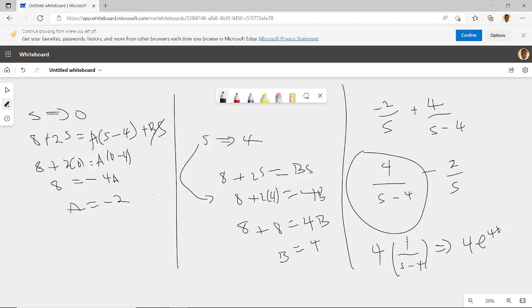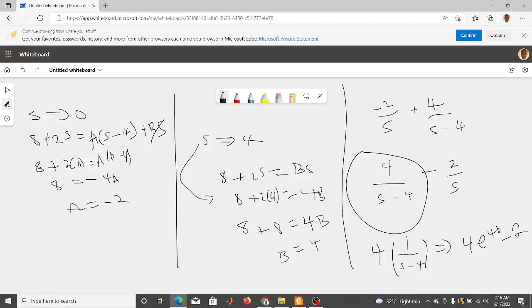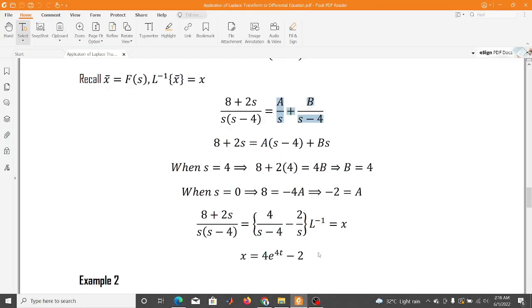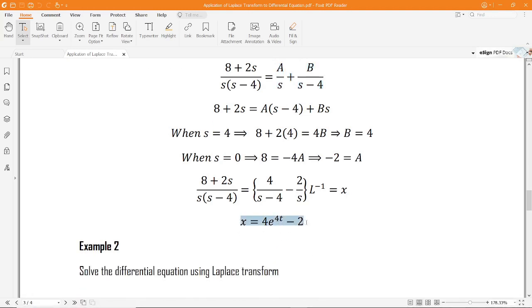If you go back to the table, you see that 1 over s minus a is the same thing as e^at, and the a here is 4. So this 4 here multiplies the e^4t. So that's the transform of this. And we know that 2 over s, this is just a constant, so that means it's 2, because from the table, any constant over s, the inverse of that is that constant itself. So that will be 4e^t minus 2. So that is the inverse, which is what we have here.